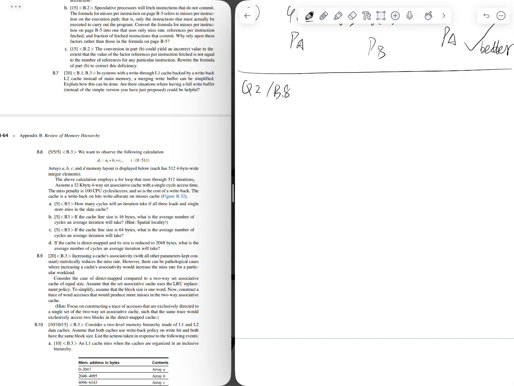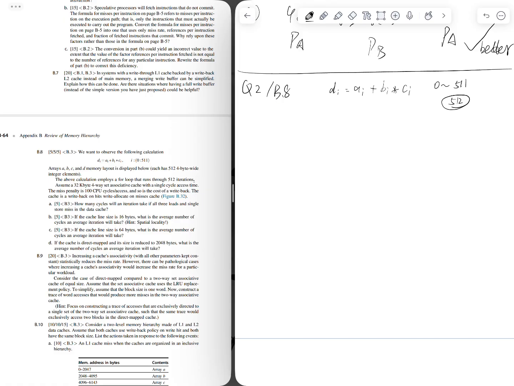Guys, let's talk about question 2 from homework 3. Actually, it's just from our textbook's Appendix B, question 8, B8. The calculation here is di equal to ai plus bi multiplied by ci, from 0 to 511, so actually it is 512 iterations, right?